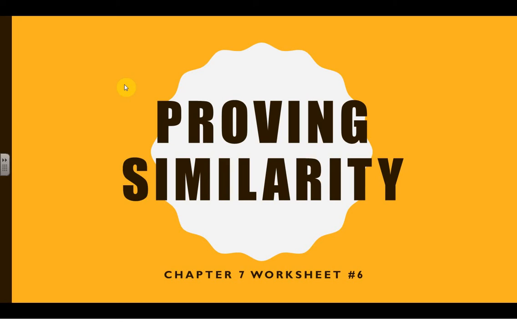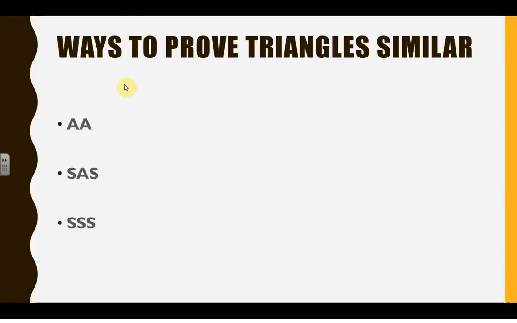Worksheet 6. These proofs are really easy compared to the ones you've already done, I promise. So, ways to prove triangles similar. We already know ways to prove them congruent. Now we're talking about ways to prove them similar. Here are the 3 ways: angle-angle, side-angle-side, and side-side-side.